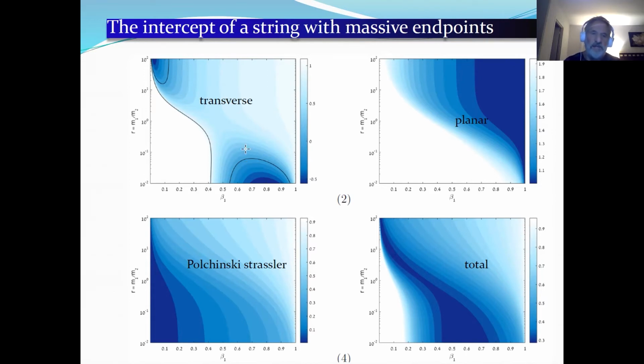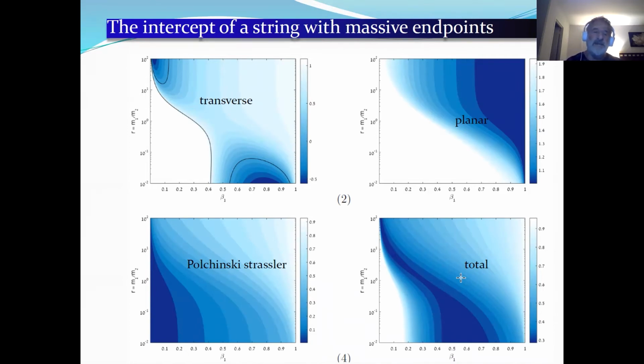So from the transverse, we can get negative if there is enough asymmetry. For the case where the masses are the same, it's positive. Then we have the planar, and then we have the Polchinski-Strominger, which is always positive and dominates, and is more important than this other one. And this is the total result.